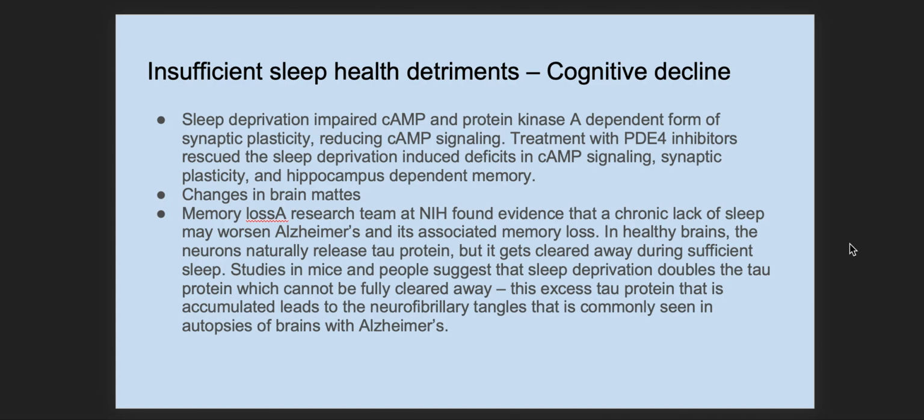And moreover, the study went on to find that if you have constant sleep deprivation for a few days, trying to catch up on sleep on a Saturday or Sunday by sleeping in for 12 hours is still not enough to clear away that buildup of excess over the past 5 days. And the study finds that the excess of tau protein, which leads to the neurofibrillary tangles, is what we see in brains with Alzheimer's.